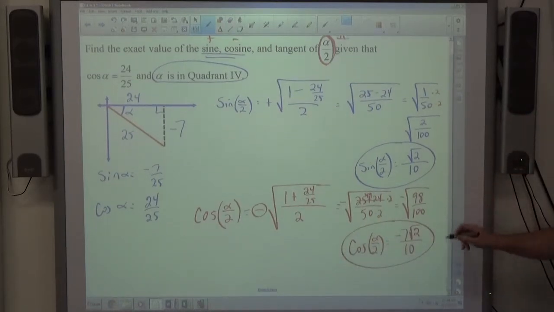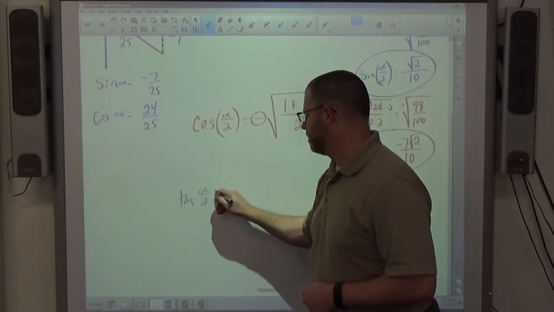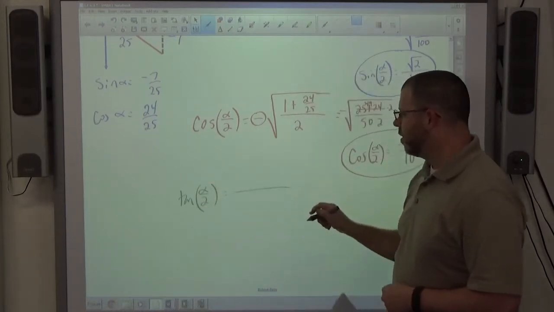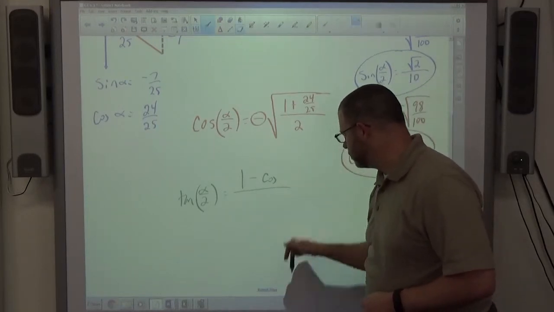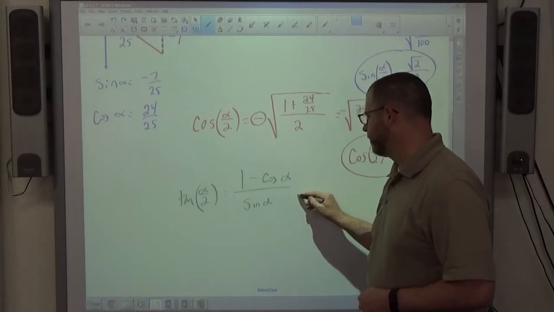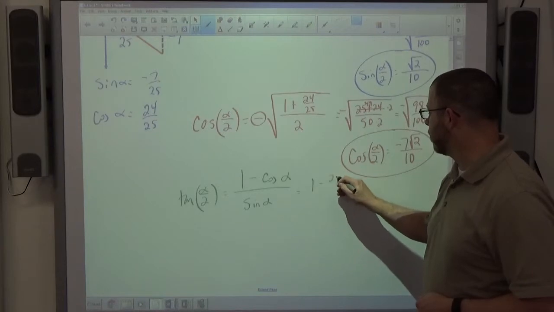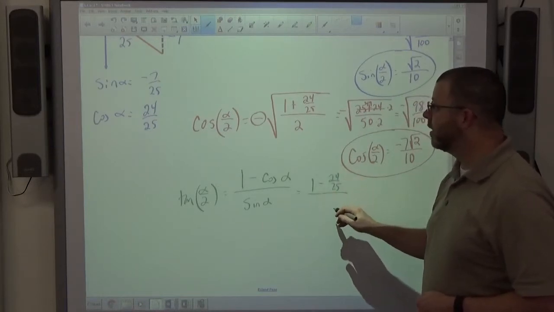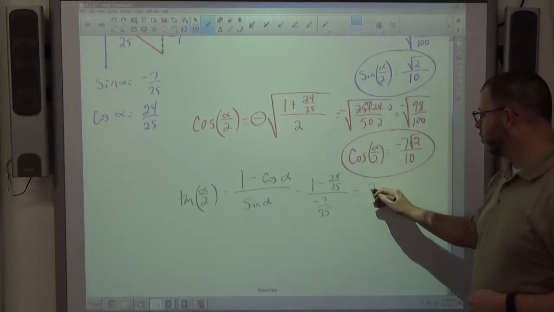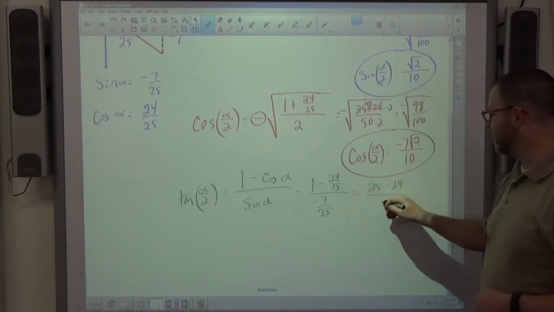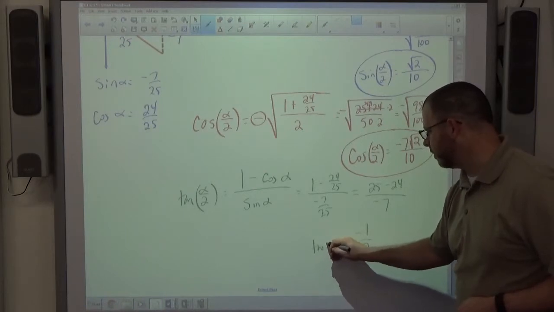Finally, we want to do the tangent of alpha over 2. It is 1 minus cosine of alpha over sine of alpha. So that's where sine is necessary to find tangent. So 1 minus cosine is 1 minus 24/25. Sine is negative 7/25. Multiply everything by 25, I'm going to get 25 minus 24 over negative 7. So that ends up equaling negative 1/7 is tangent of alpha over 2.